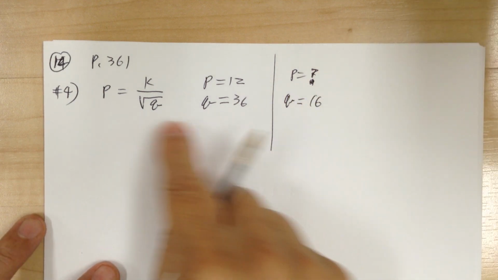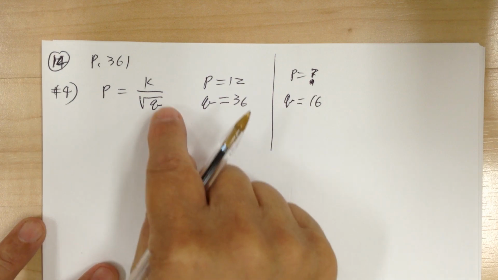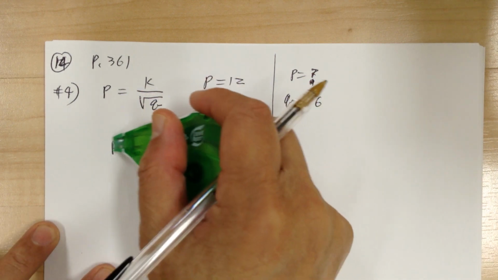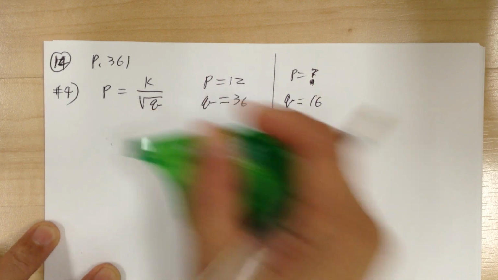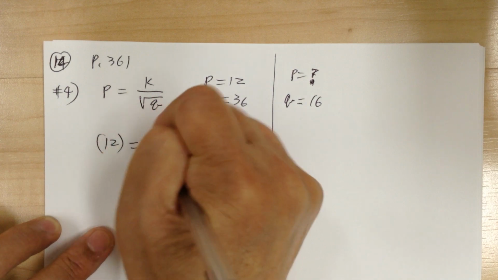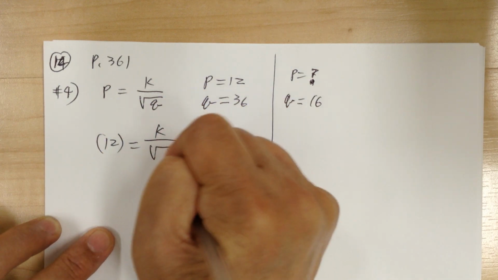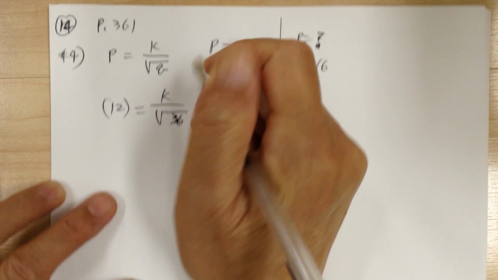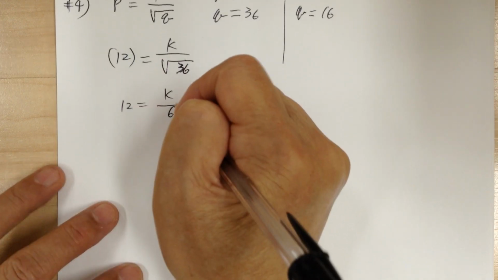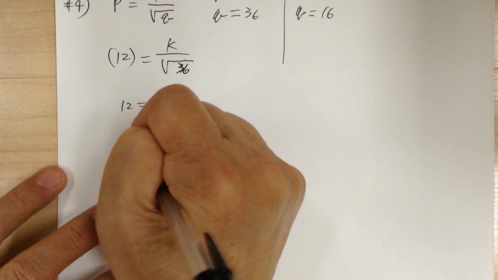Well, first you have to use the first information to find K. So substitute everything here. Again, whatever you substitute, you put in parentheses. That way you know what's being substituted. So 12 equals K over the square root of 36. Simplify a little bit. The square root of 36 is 6. Cross multiply, K equals 72.